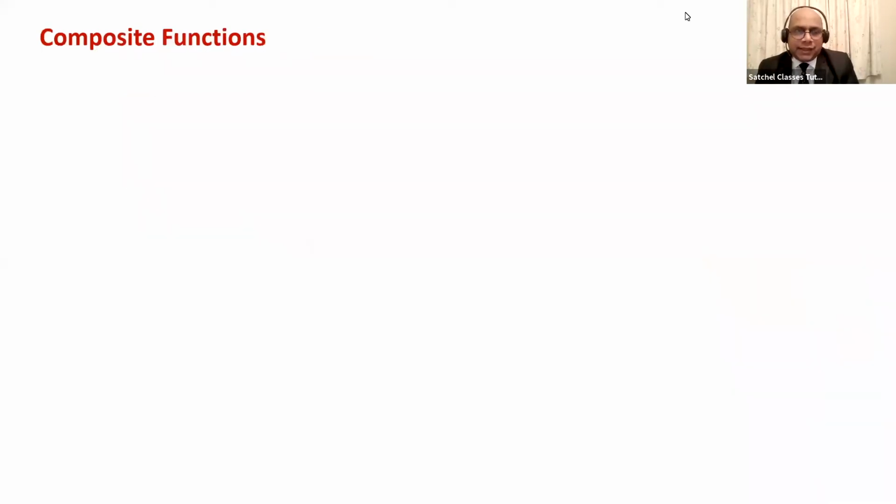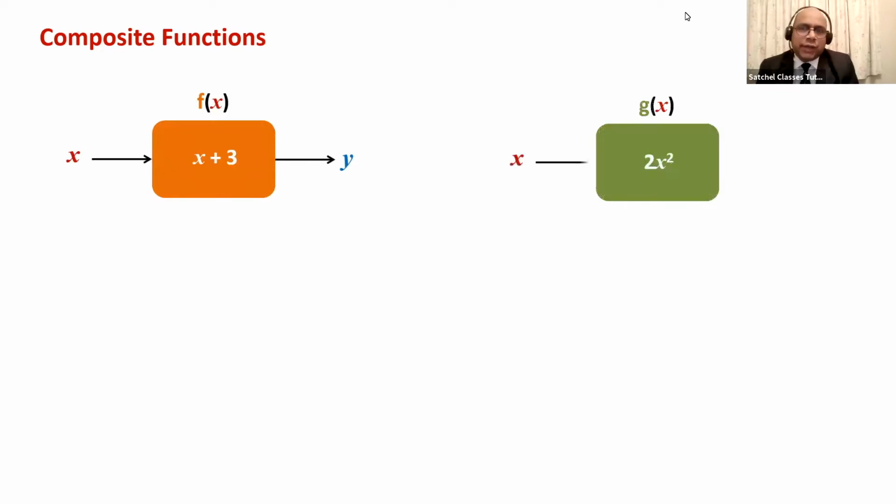Right, let's end the session with two concepts. One is composite functions and two is the inverse of a function. What are composite functions? For this, let us define two different functions. Let's say f of x is x plus 3 and g of x is 2x squared. There are two different functions.